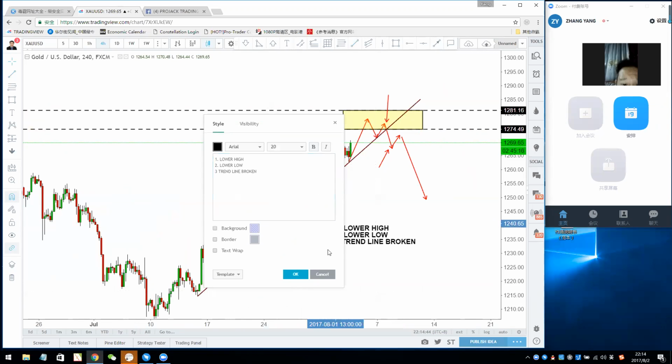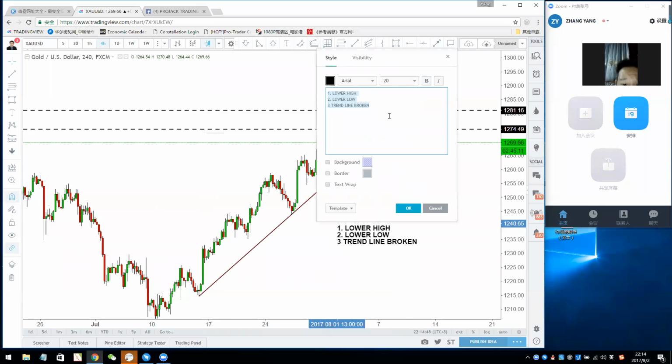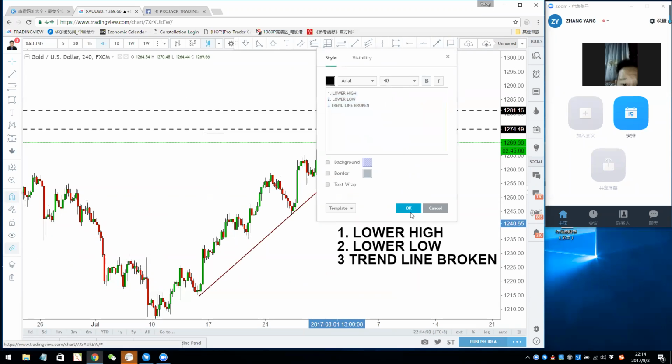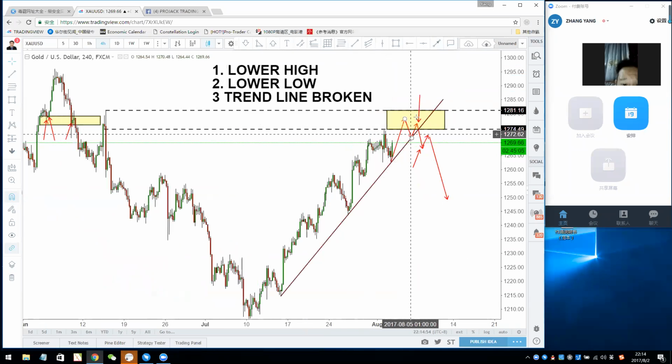Understand? Can you see? Can you see my words? So all these three pieces of information tell you that you can short right now, because the market has been moving to prepare for a downtrend move.